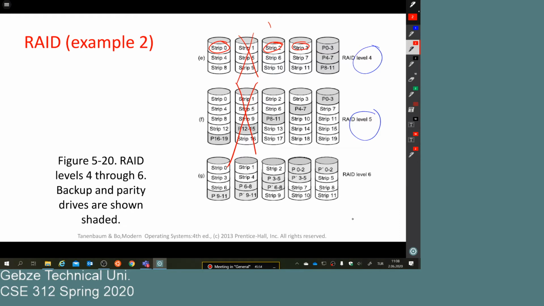So RAID is not always 5 times faster than a single disk. It depends on the application. If the application knows that I have a RAID structure, maybe the application can change its behavior to ask for the data in advance for the whole track. Maybe if I'm getting the whole track, then RAID is definitely faster.